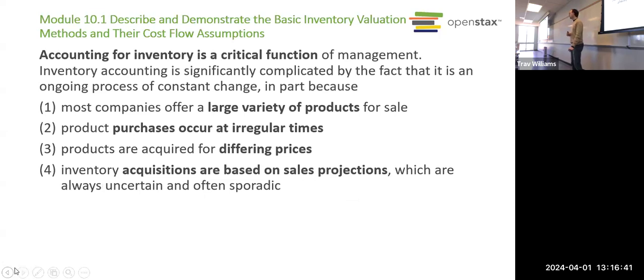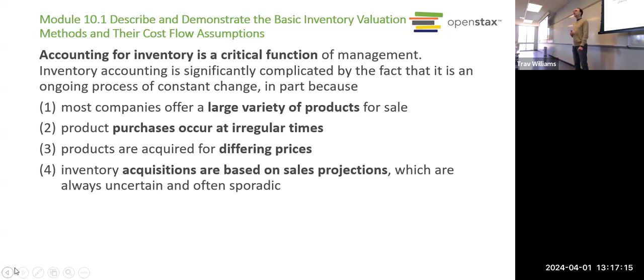So why is it so important to keep track of your inventory costs? Well, imagine how many products some companies have. You walk into a large grocery store, there might be 40,000 different products in that store. That's a lot of inventory, right? And the costs are constantly changing, right? Suppliers change their costs, companies renegotiate. So that's a lot to keep track of.